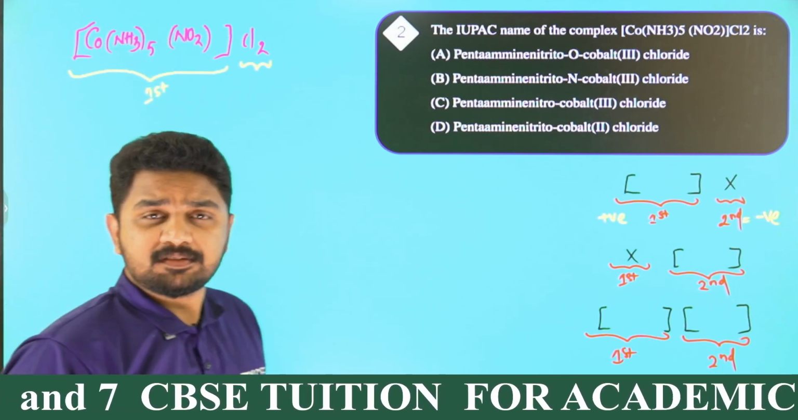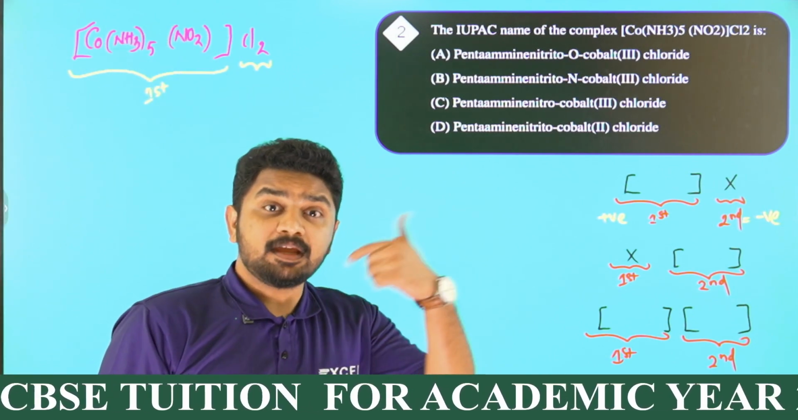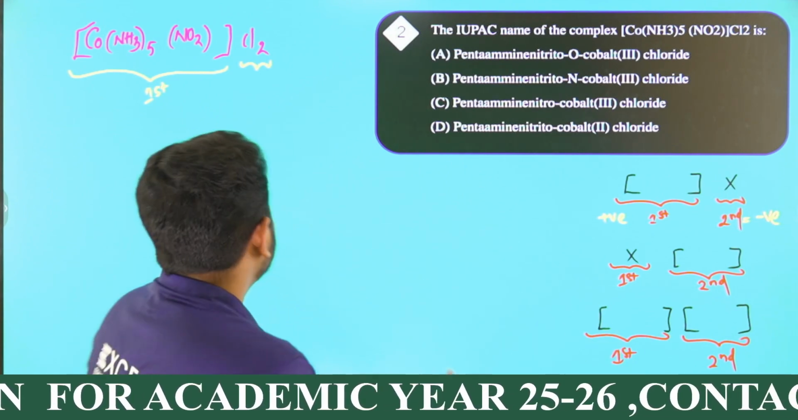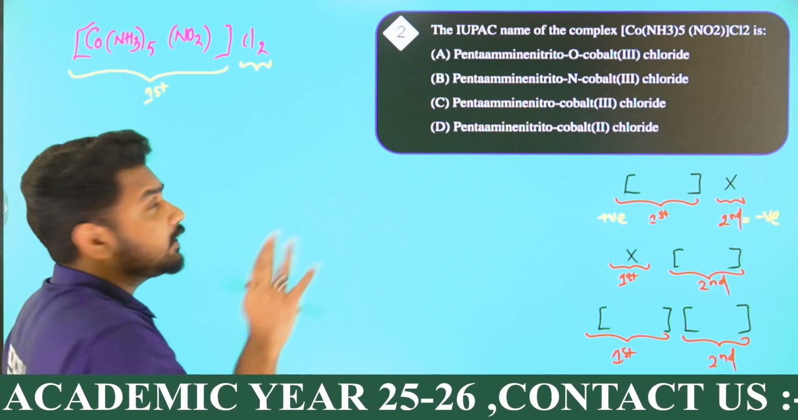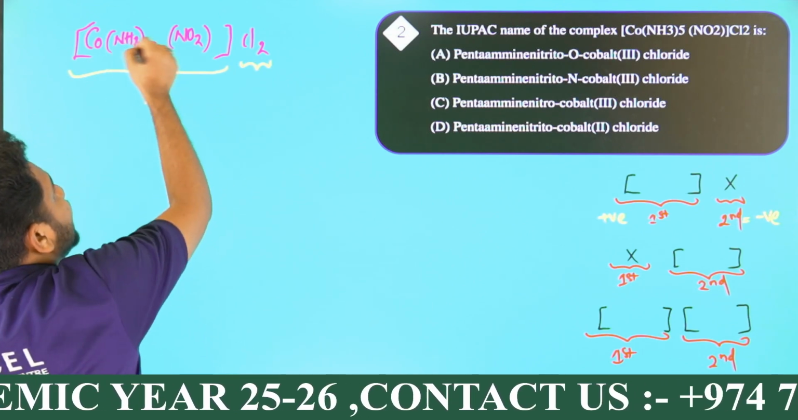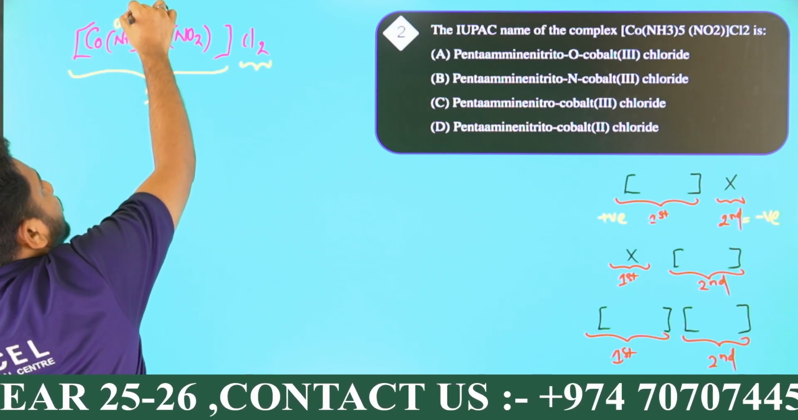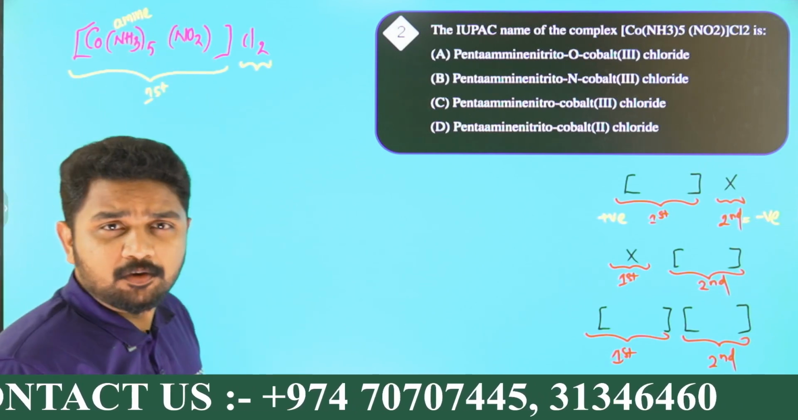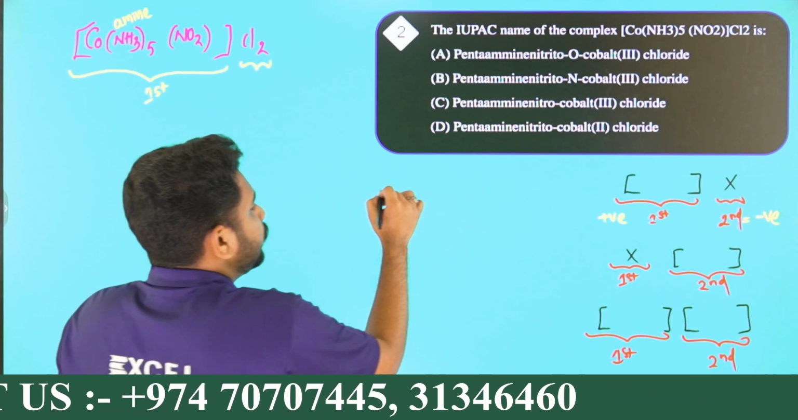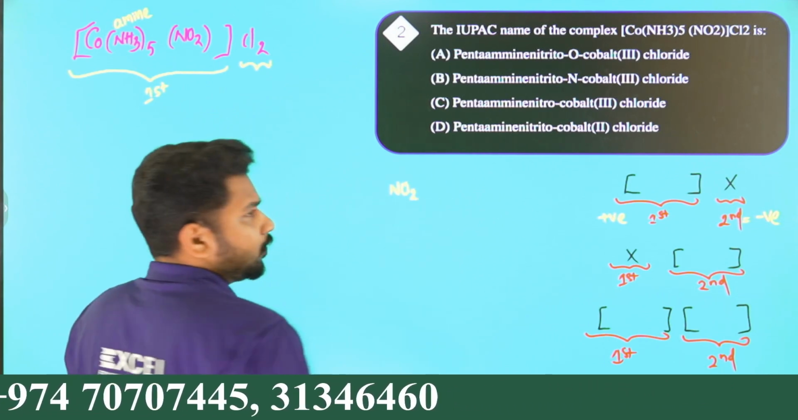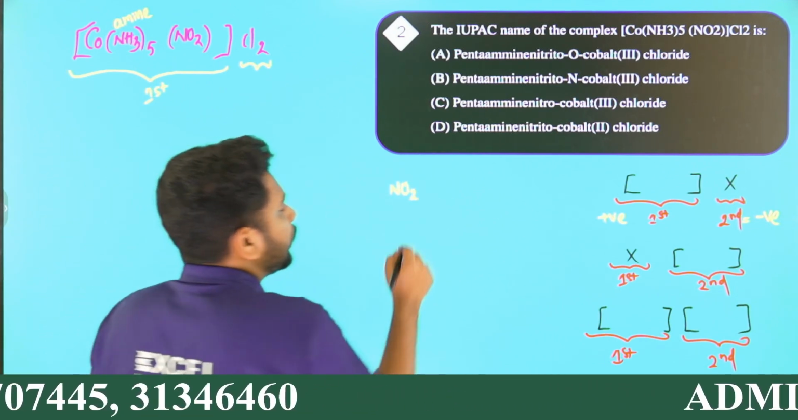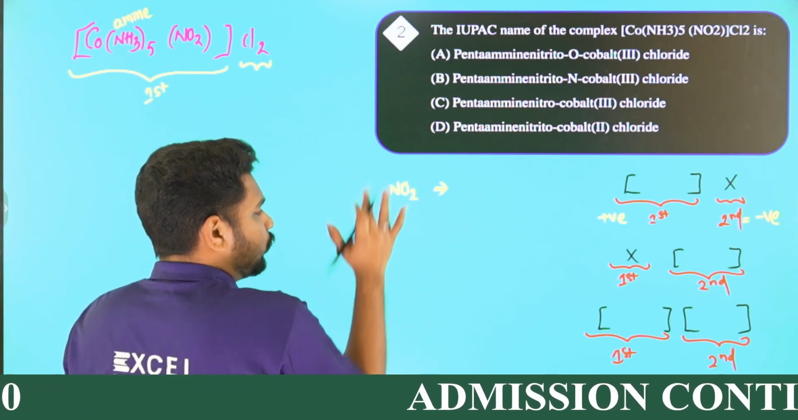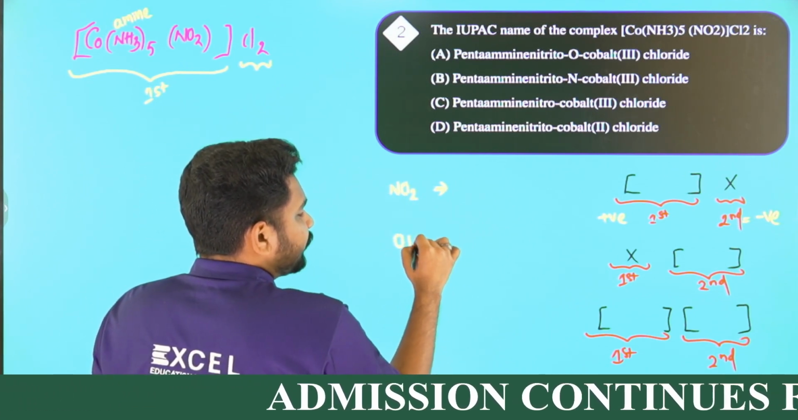But another problem is there. Here more than one ligand is there. If more than one ligand is there, you have to follow alphabetical order. So what is the name of NH3? The name of NH3 is ammine. And what is the name of NO2? If the NO2 group comes as a ligand, remember this: NO2 can be written either in the form of NO2 or in the form of ONO.